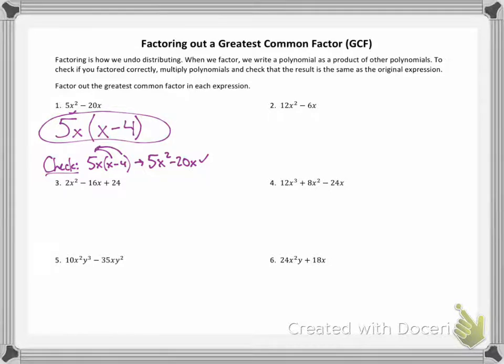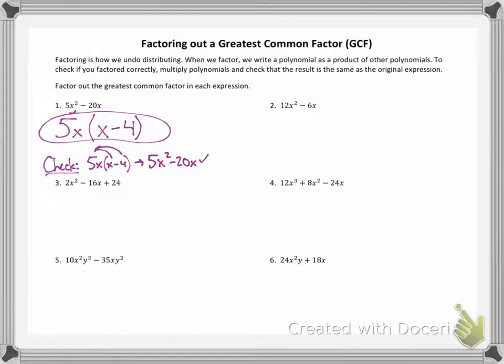So, that's what we're going to be taking a look at here in all these different examples. It's all going to be that same process to factor the GCF. What's the biggest thing I can divide out, both in terms of its numbers and its variables, and then write what's left over. So number 2, I see 12x squared minus 6x.